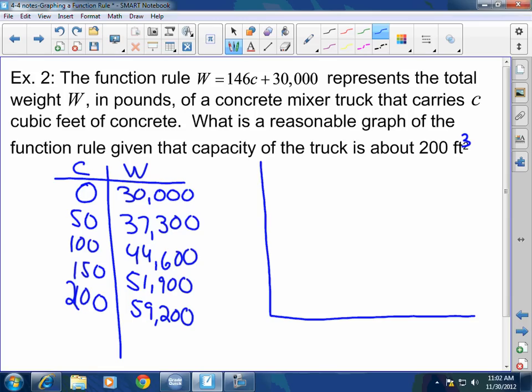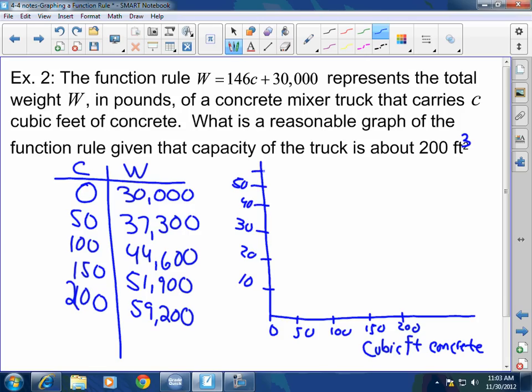And the independent variable, the C in this case, the cubic feet of concrete, is going to be in the horizontal axis or the vertical axis? Yeah, the C, the independent. And the horizontal, okay? Horizontal. So we've got the cubic feet of concrete here, okay? And we went 0, 50, 100, 150, 200. And then my W, I'm going to go by 10,000s. Okay, so 10, 20, 30, 40, 50, 60, and I'm going to put here W, this is weight, and then I'm going to put in thousands, okay, of pounds. Got to label my horizontal, and I got to label my vertical axis.